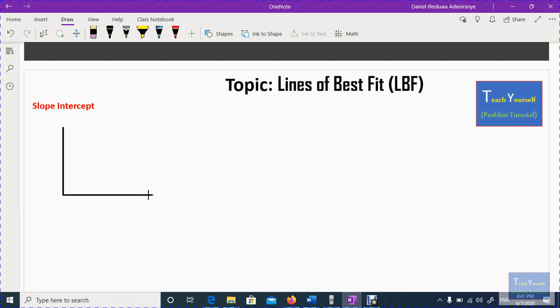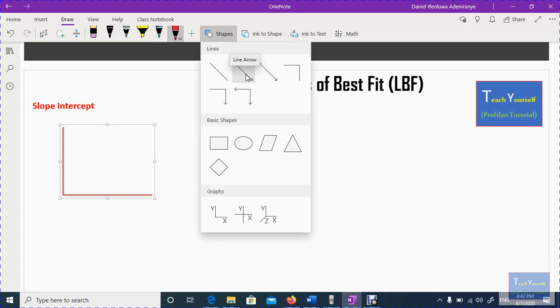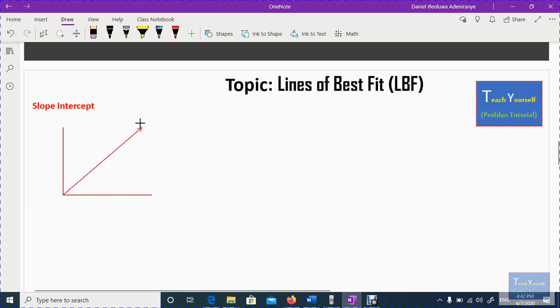If we have a graph like this, and let's say we have a straight line like this, how do we find the slope or the slope intercept? When you have your line of best fit, the first thing you do is to locate any 2 points on this line. For example, let me call this point 1 and another point 2. So the first thing, locate any 2 data points on the line. It could be the one you already have, or just choose any 2 points on the line.